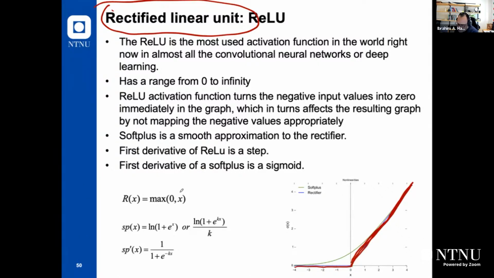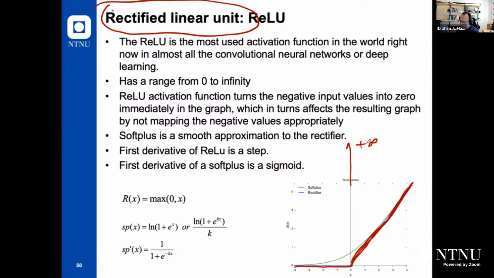So if x is negative, imagine x is -1, what will be the maximum between 0 and -1? It will be 0. So it converts all negative values into zeros, and all positive values into the same value. If x is 5, what is the maximum between 0 and 5? It's 5. So it will be this line. So it has a range from 0 to infinity, because it converts all input values into a number between 0 and plus infinity. Correct?